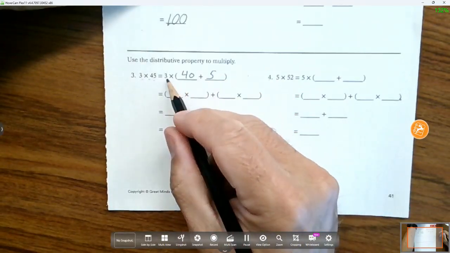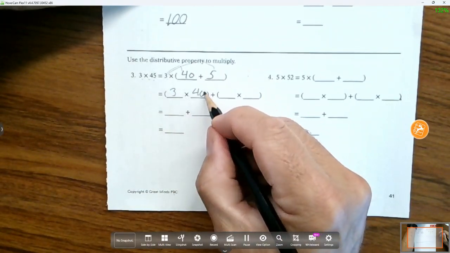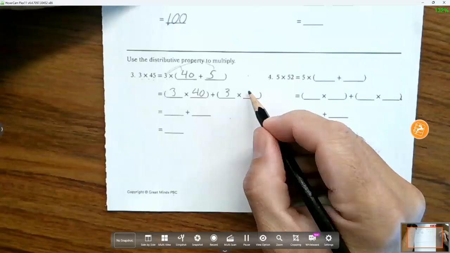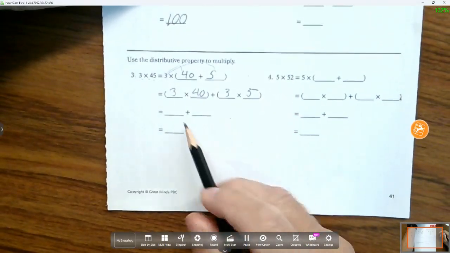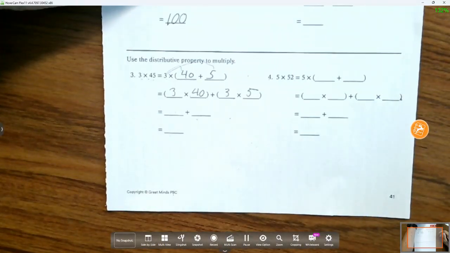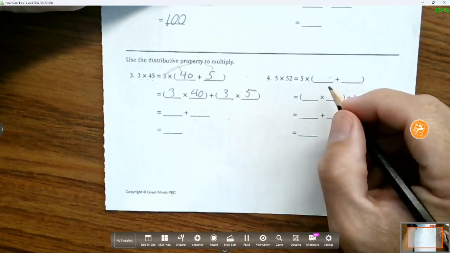Okay, then so we're going to do 3 to here and then 3 to here. So 3 times 40 and 3 times 5. This answer here, this answer here. Add those together, put this answer here. I don't think you guys need more help than that. I will break this one down for you, but then I'm going to stop after that. I'm not going to help you anymore.